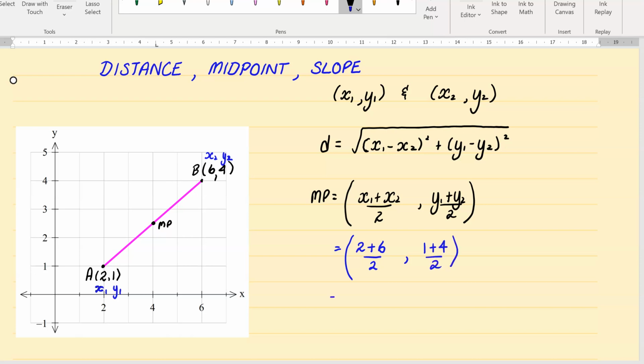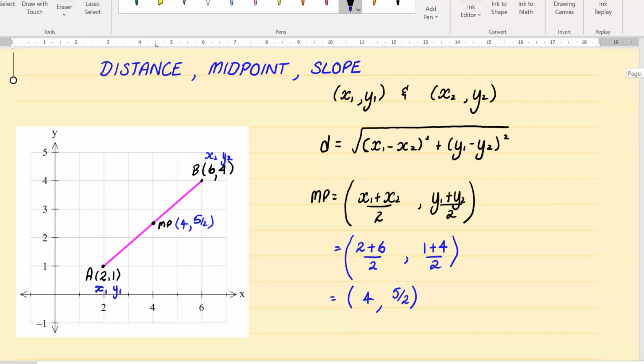all over 2, and we end up with 2 plus 6 is 8 divided by 2, we get 4, and then 5 over 2, same as 2.5. I'm just going to leave it as 5 over 2, and I can't cancel that at all. And if you look at, I just whacked that in before, you can see it's pretty spot on. So 4 and 2.5.